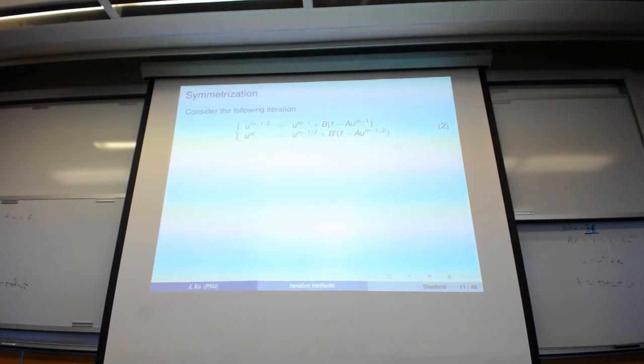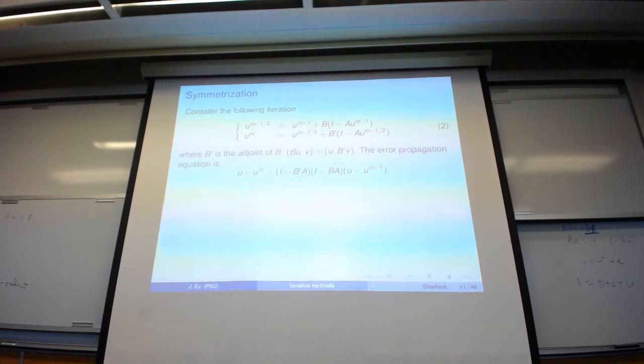So here's the deal. Let me ask you a question. If you have a symmetric problem, do you want B to be symmetric or do you want B to be non-symmetric? Which one is more reasonable? Symmetric? How many people agree it's symmetric? Okay, good.